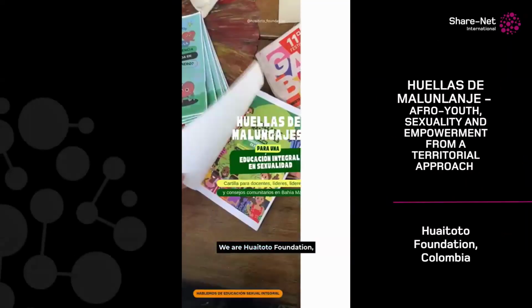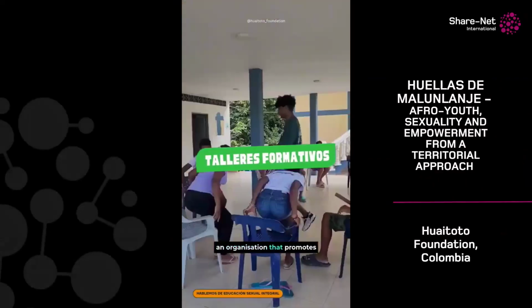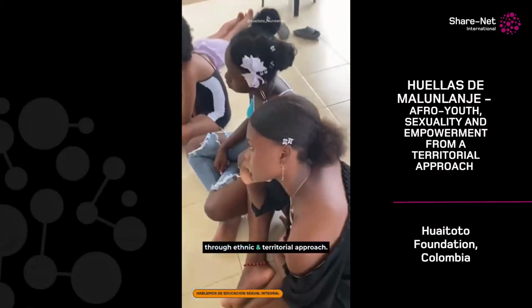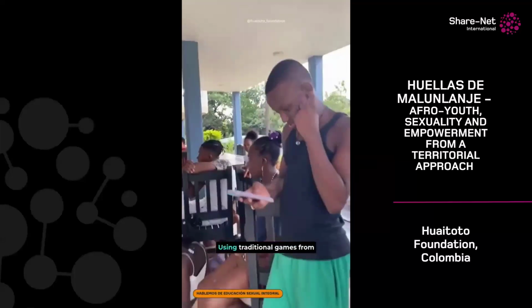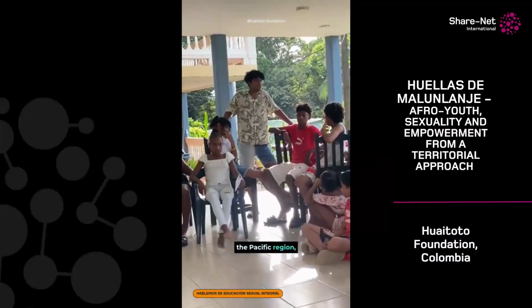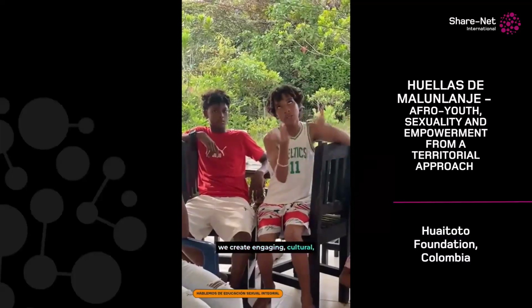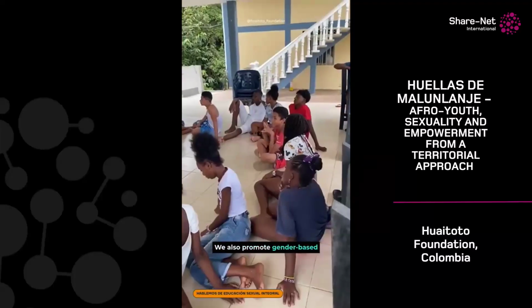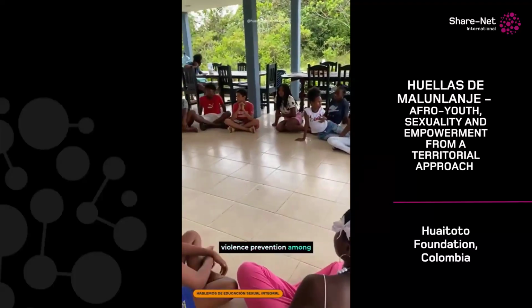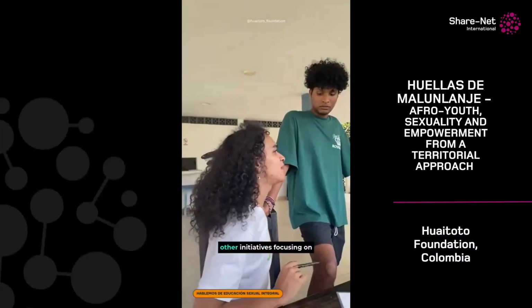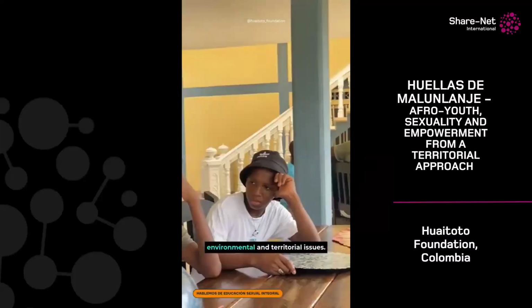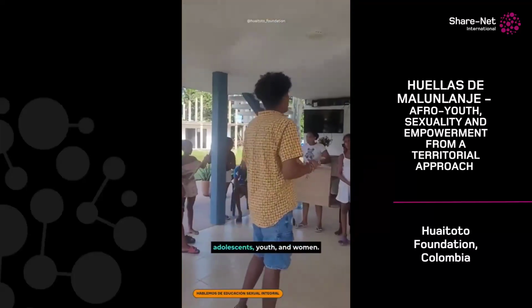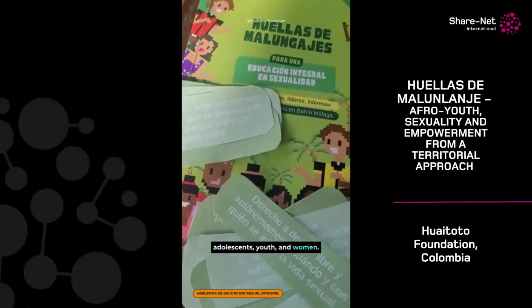We are ECYDO Foundation, an organization that promotes sexual and reproductive rights through an ethnic and territorial approach. Using traditional games from the Pacific region, we create engaging, culturally relevant educational experiences. We also promote gender-based violence prevention, among other initiatives focusing on environmental and territorial issues. We work with children, adolescents, youth, and women.